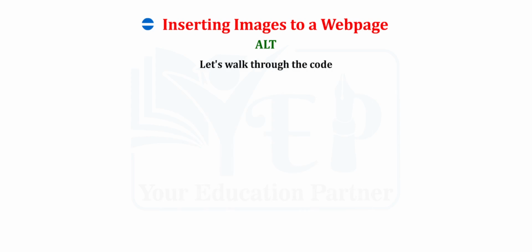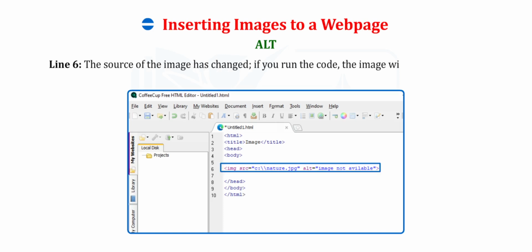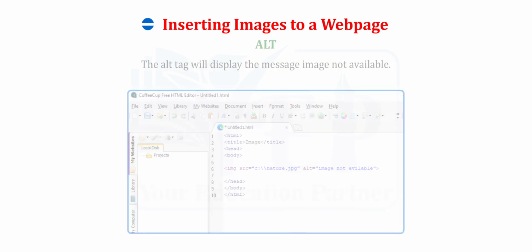Let's walk through the code. Line 6. The source of the image has changed. If you run the code, the image will not be displayed. The alt attribute will display the message: image not available.